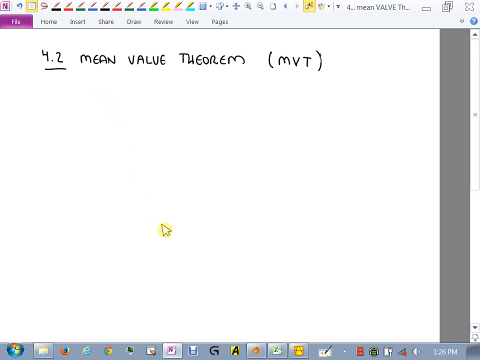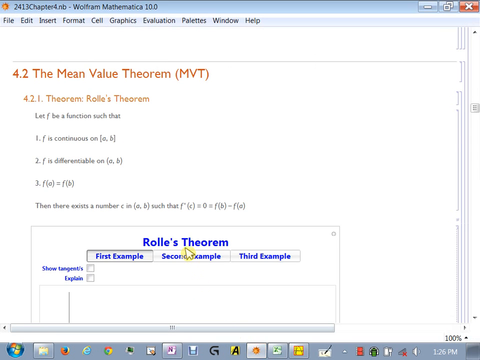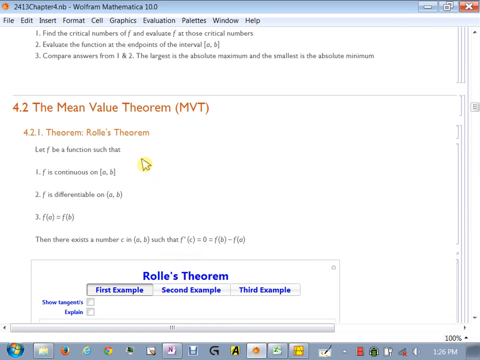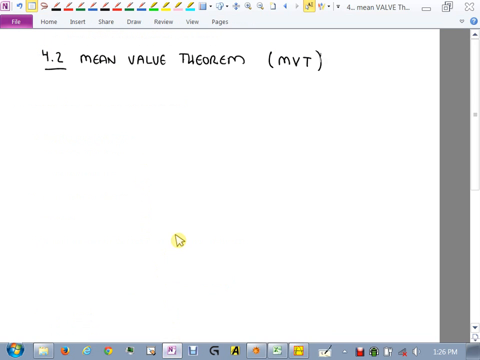So let's talk about where this comes from. The mean value theorem actually comes from a theorem called Rolle's theorem. So we start with Rolle's theorem, and then from Rolle's we'll get the mean value theorem. So I'll talk about it and then I'll come back to this visual. It's a pretty simple concept, Rolle's theorem.